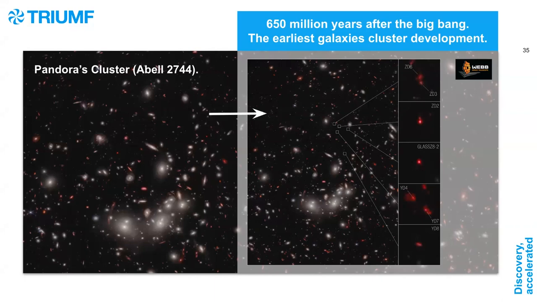The telescope enables us to see galaxy formation almost all the way back to the very beginning of time. This is 650 million years after the Big Bang. For reference, if you don't remember, the universe is 13.7 billion years old. This is really early in time. You know, we've only been around for about a third of it. And this is almost right at the start.